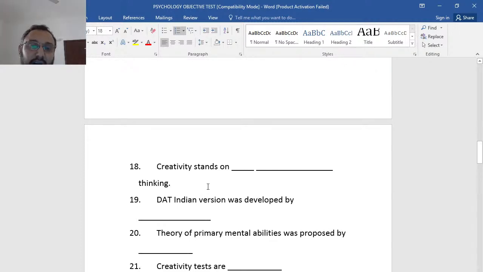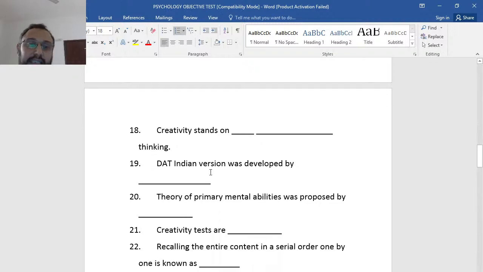Creativity stands on, this is basically a class 11 related concept. Creativity, chapter 8, you see here, creativity is standing on the divergent thinking ability. It is the divergent thinking ability.